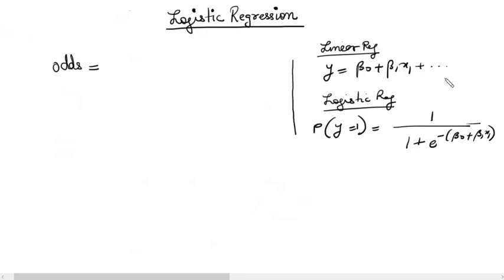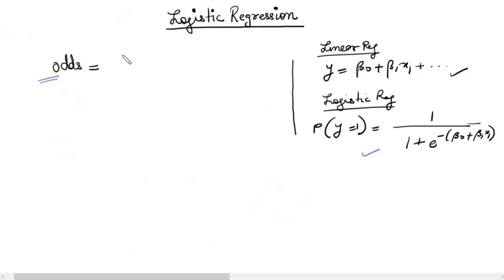We have seen this as the output of a linear regression line, and this as the logistic response equation, which is also known as the logistic response function. Now let us see the concept of odds in logistic regression. Odds, which is commonly used in betting.